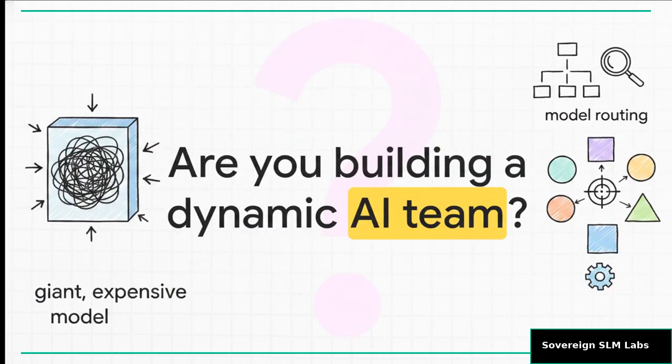So, here is the question you need to take back to your team today. Is your enterprise still relying on one giant, expensive model to do absolutely everything? Or are you ready to build a dynamic AI team? Getting the right task routed to the right model changes everything. It might just be time to rethink your architecture.